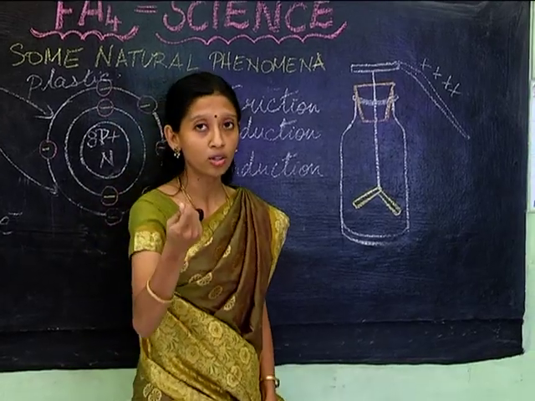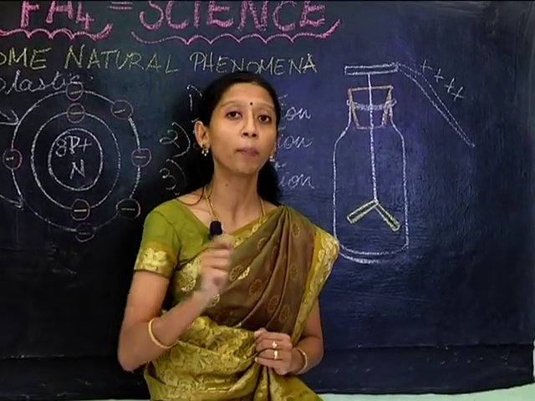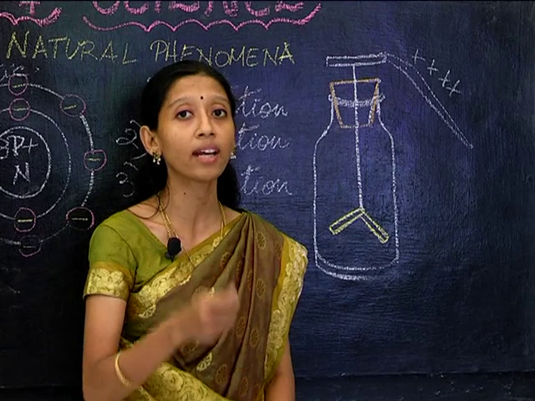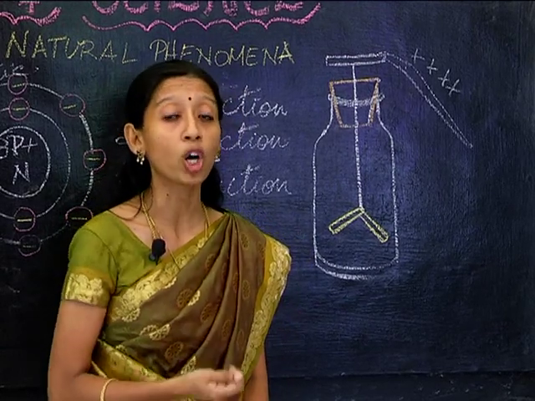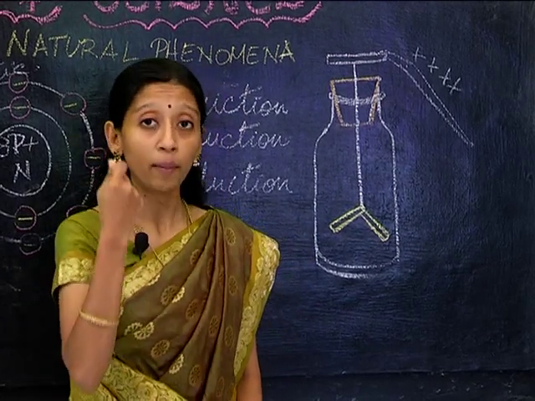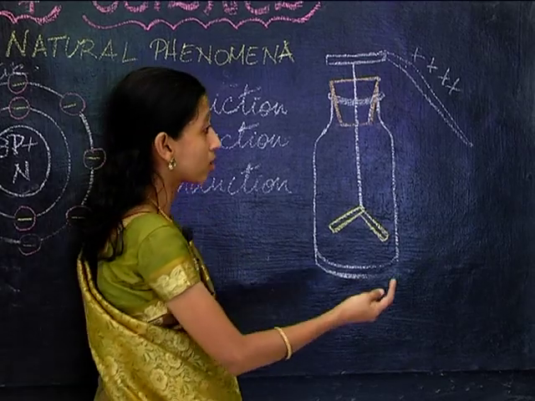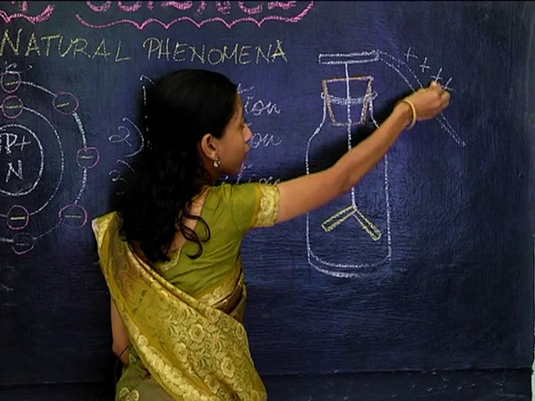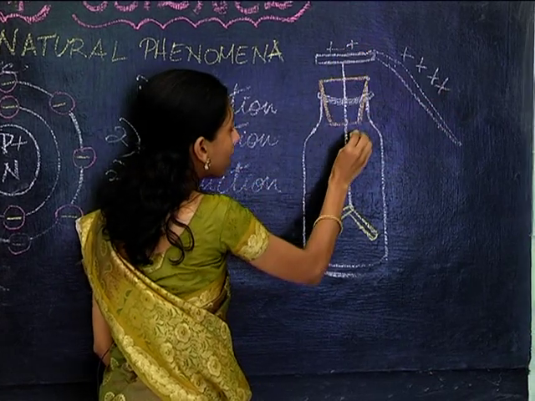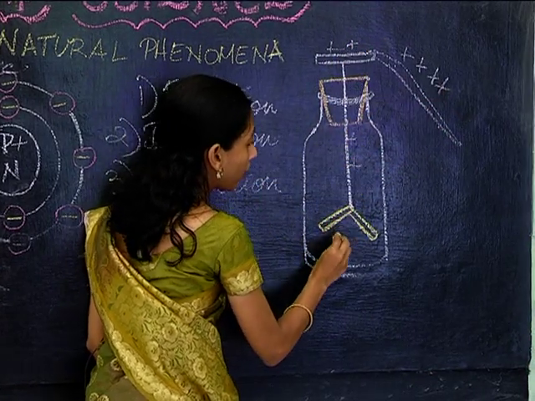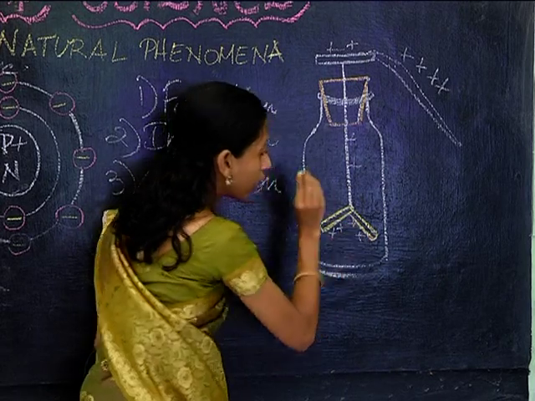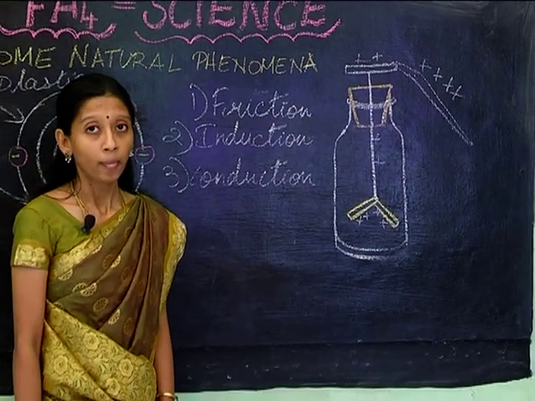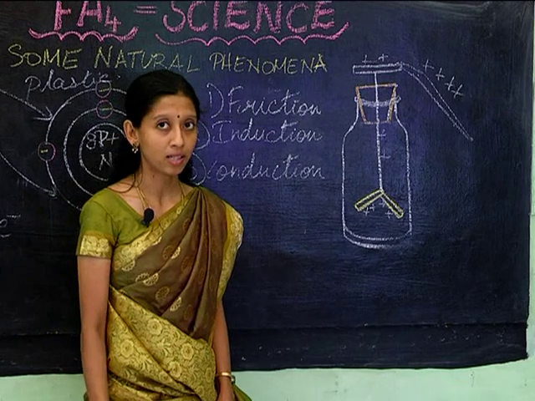Now I take a glass rod and I rub it with a piece of silk. I find that the glass rod becomes positively charged. I bring this positively charged glass rod and touch the electroscope. Now the positive charges from the glass rod will be passed on to the electroscope and will also pass through the gold leaves. How do we know it has passed?